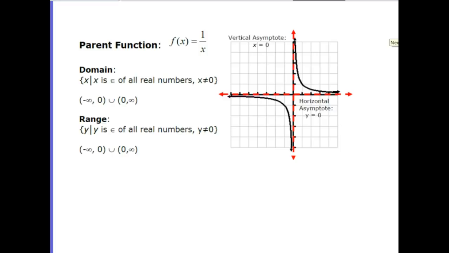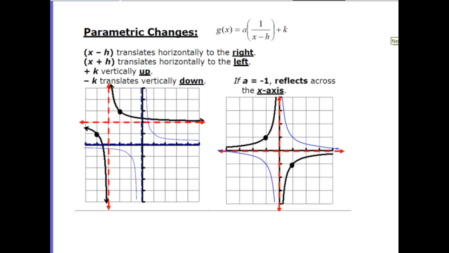Just like we've done on all of our parent graphs, now we're going to take this graph and move it up and down and left and right and stretch it and shrink it and also reflect it. Just like we've done before, if you have a number in here with the x, that's going to affect x, but x is still a liar. If it says minus a number, it's going to go to the right. If it says x plus a number, it's going to go to the left. A positive k moves it up, a negative k moves it down.